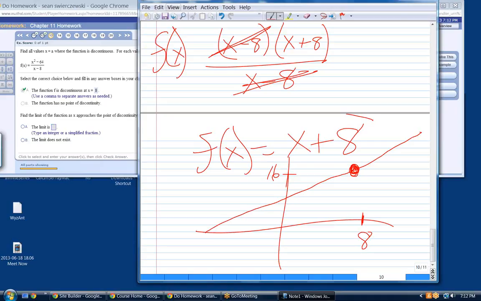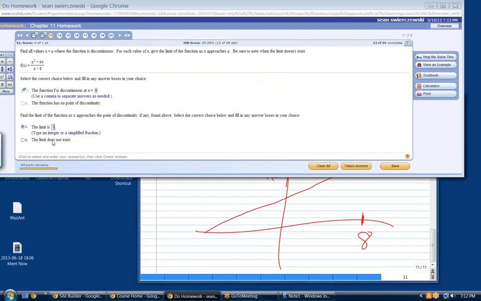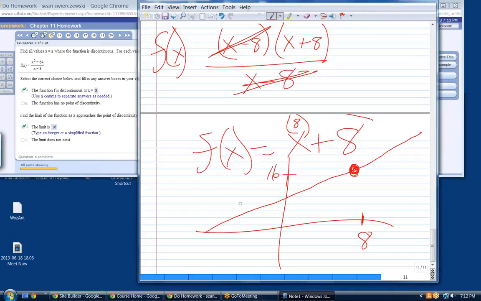So what is the limit of x plus 8 as you approach 8? 16. In other words, you just substitute 8 for x. 8 plus 8 is 16. Oh, okay. And the limit does exist because we approach 16 from the left and we approach 16 from the right. So the limit as x approaches 8 is indeed 16. It's just that f of 8 does not exist.